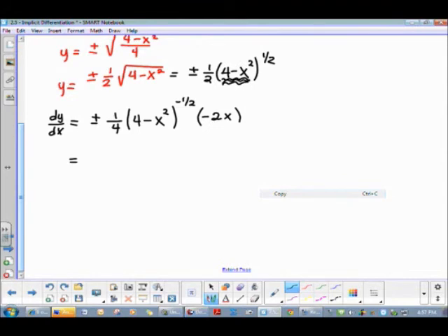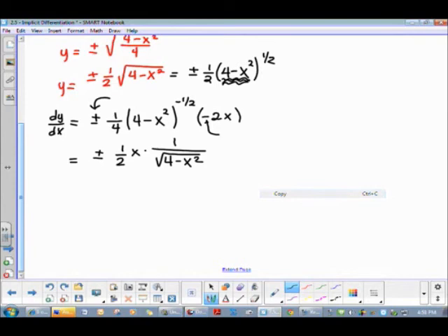Now, it could be cleaned up a little bit. This doesn't quite look anything like our part B. So I could maybe combine my 1/4 and my 2 to get a 1/2, and I'll throw the x in there. And then essentially I could rewrite this 4 minus x squared to the negative 1/2 as 1 over radical 4 minus x squared. But you'll notice that you still don't see the same answer. And that negative sign is kind of interesting. We don't seem to have accounted for it just yet.